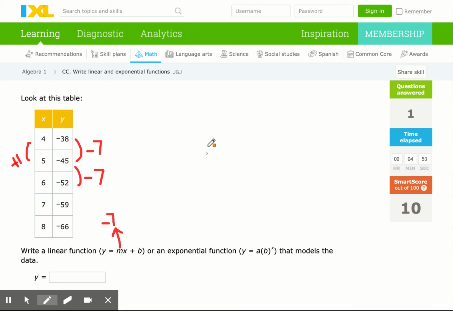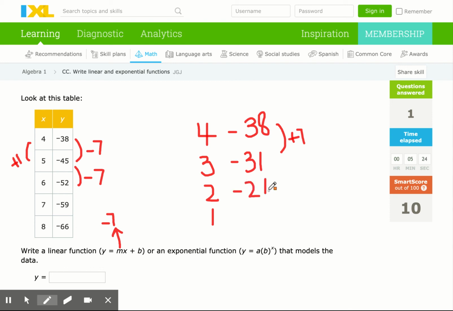So if I have the point 4, negative 38, I have to figure out what would have come before that. Well, technically, I was subtracting 7 each time. So I'm going to work backwards and add 7 each time. So if I add 7 to negative 38, I'm going to get negative 31. If I add 7 to negative 31, I'm going to get negative 24. And if I add 7 again, I'm going to get negative 17.